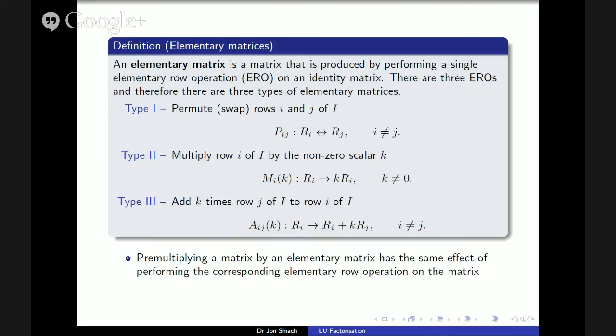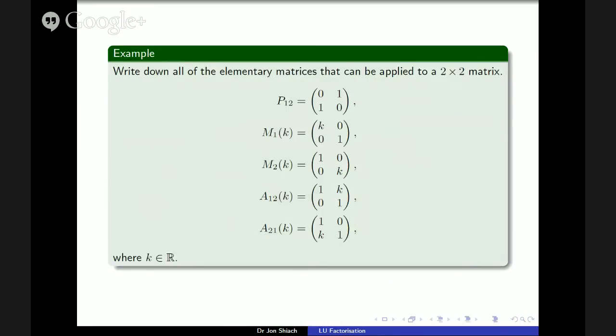Okay. And the reason why we use these in this method is pre-multiplying a matrix by an elementary matrix has the equivalent effect of performing that row operation. So let's say you swap two rows. Well, if you pre-multiply a matrix by Pij, that has the same effect of swapping those two rows. As always, it's a lot easier to see an example.